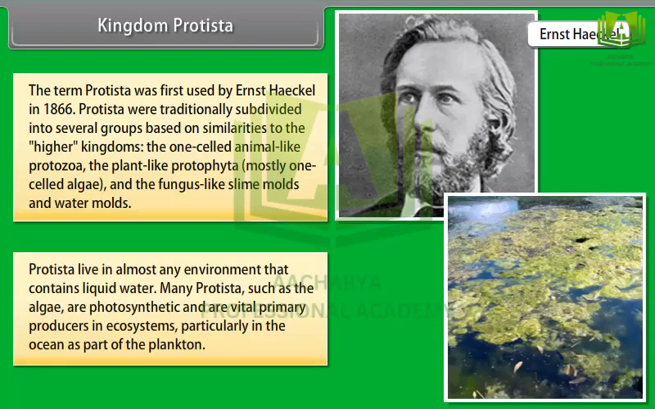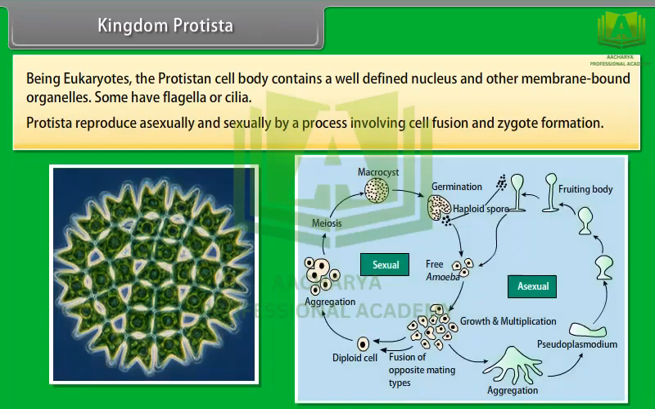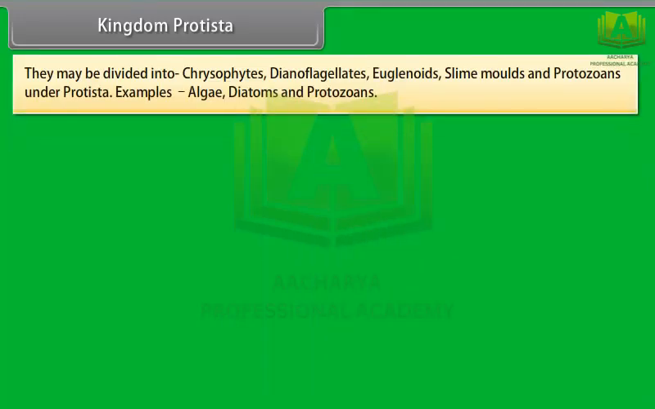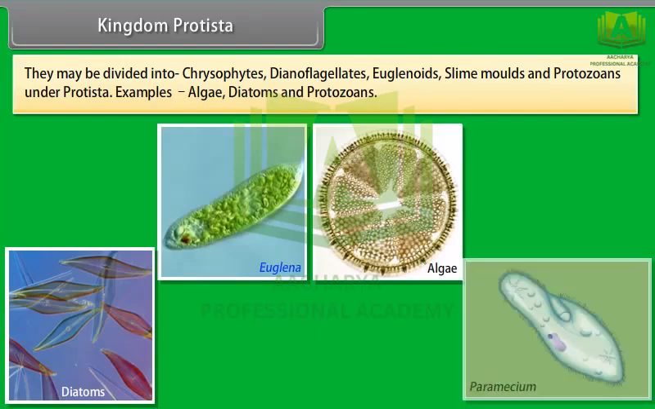Protista live in almost any environment that contains liquid water. Many Protista, such as the algae, are photosynthetic and are vital primary producers in ecosystems, particularly in the ocean as part of the plankton. Being eukaryotes, the protist cell body contains a well-defined nucleus and other membrane-bound organelles. Some have flagella or cilia. Protista reproduce asexually and sexually by a process involving cell fusion and zygote formation. They may be divided into chrysophytes, dinoflagellates, euglenoids, slime molds, and protozoans. Examples: algae, diatoms, and protozoans.